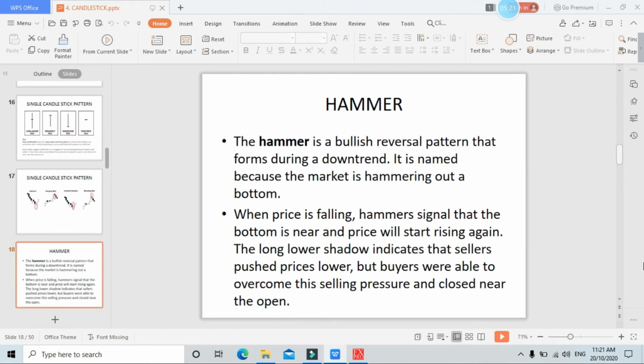So what is a hammer? A hammer is a bullish reversal pattern that forms during a downtrend. It is named because the market is hammering out the bottom. When the price is falling, the hammer signals that the bottom is near and the price will start rising again. The long lower shadow indicates that the sellers pushed the prices lower, but the buyers were able to overcome this selling pressure and close near the open.